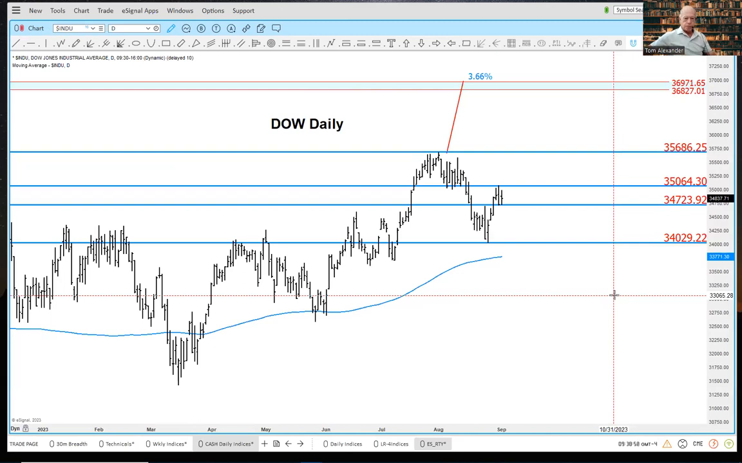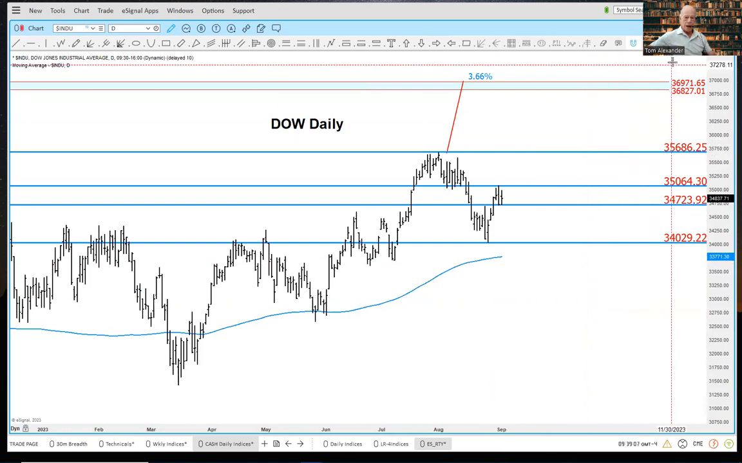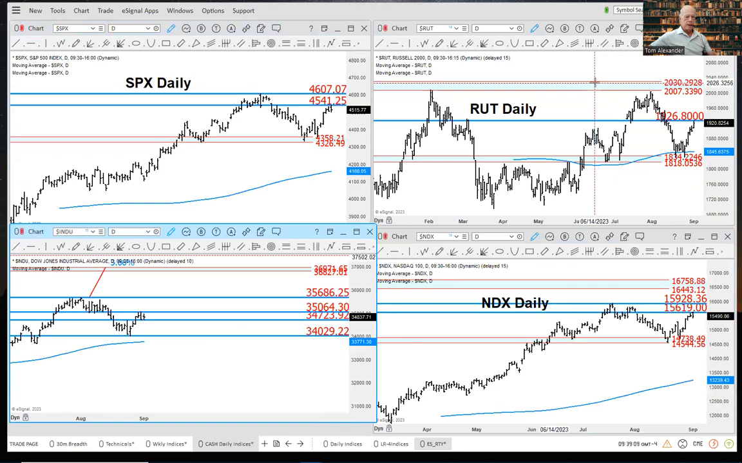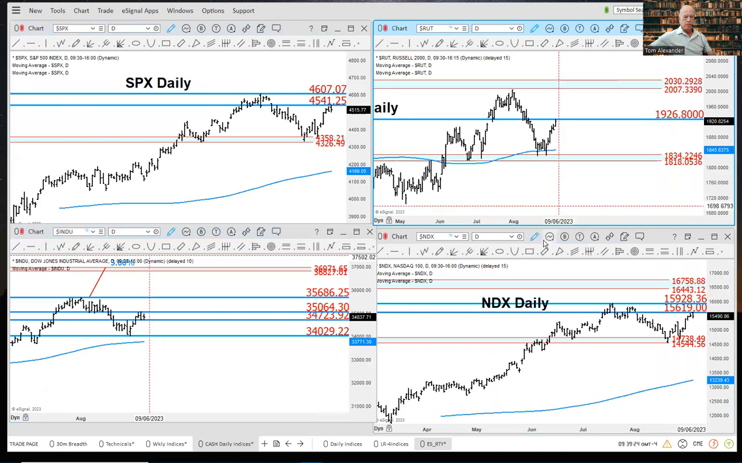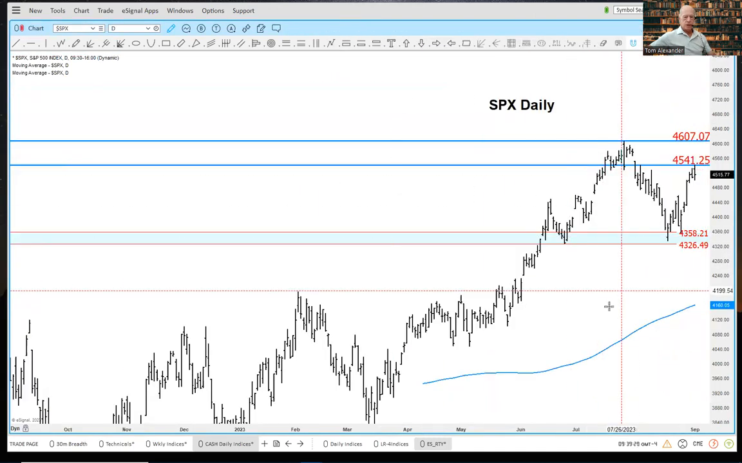Okay, so we're going to look at all four of the cash indices, but basically it's last week's low and last week's high. That is the immediate short-term tell. That was the Dow. Here's the Russell. Now you can see the Russell has a little bit different pattern than the Dow. It has basically been straight up here, which is a positive thing for the market. It's the broadest index. Let's look at the SPX.